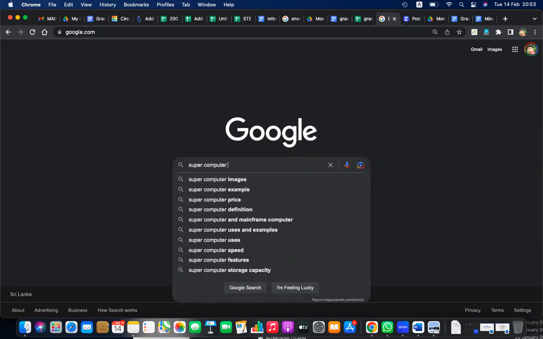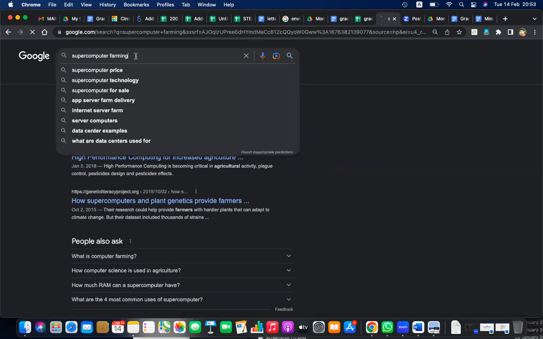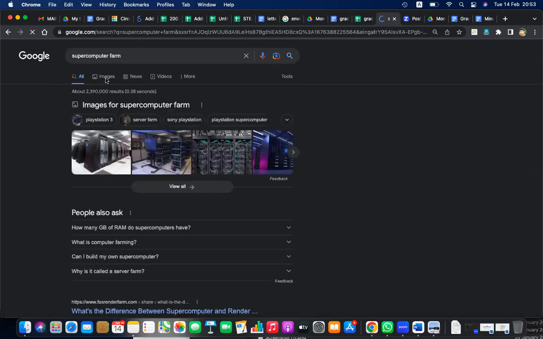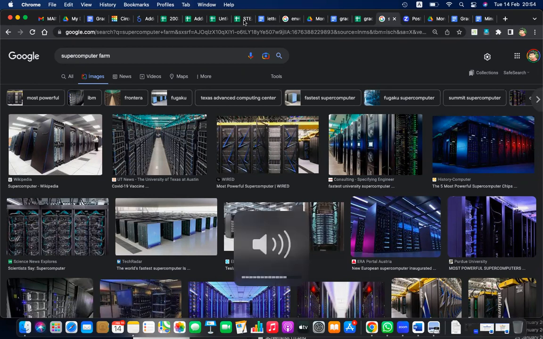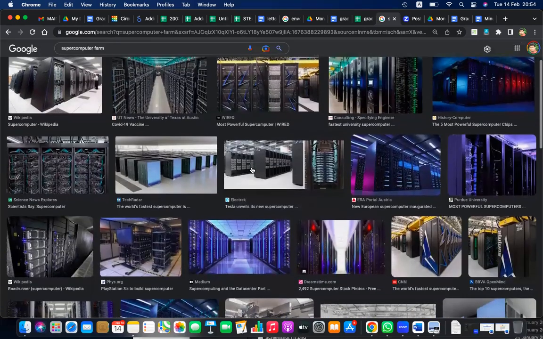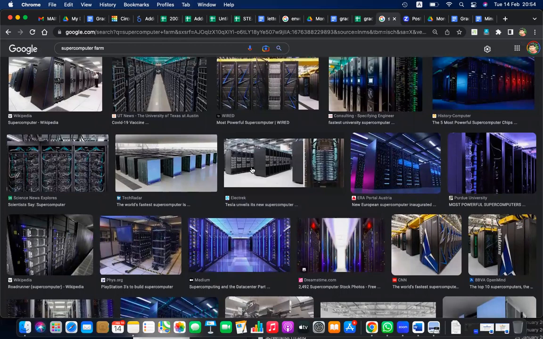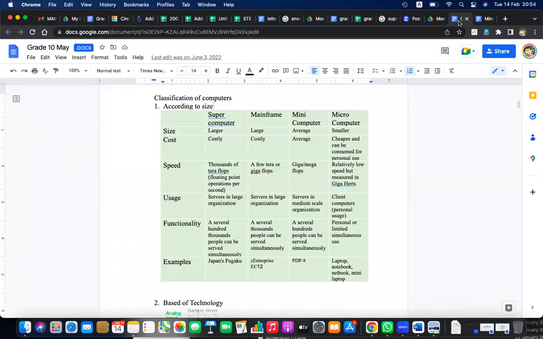A supercomputer farm means a set of supercomputers. Why do you think supercomputers are there as a farm? Anyone? Any idea? It is not a single computer, but a lot of supercomputers. Because the power consumption is high, there is a need for a separate power system to power them, and also a backup power system. And for protection, a separate area is allocated for them.